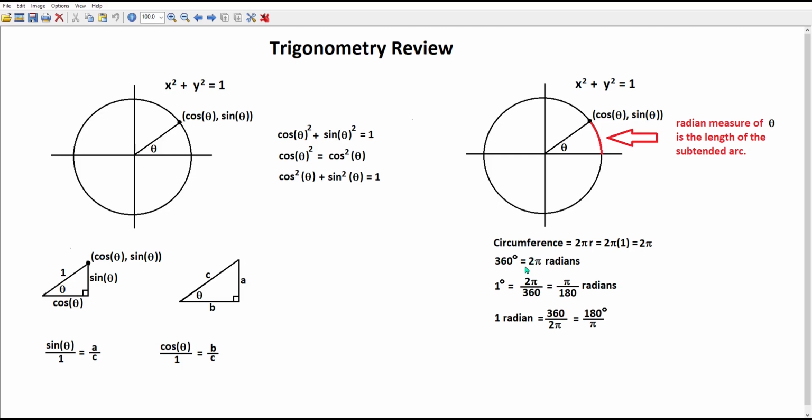1 radian, we divide through by 2 pi, is 360 over 2 pi, or 180 over pi degrees. So for example, 60 degrees will be 60 times pi over 180 radians, pi over 3 radians. And pi over 2 radians is going to be pi over 2 times 180 over pi, 90 degrees.